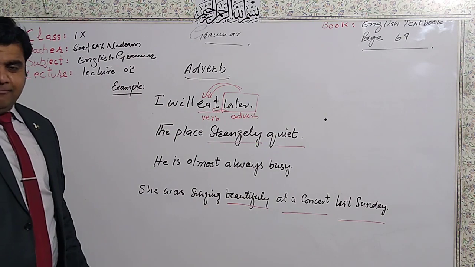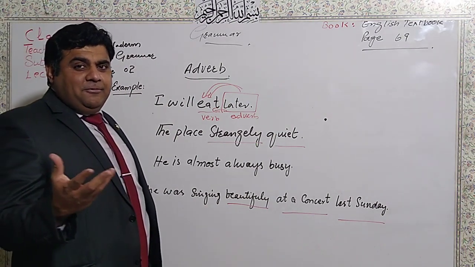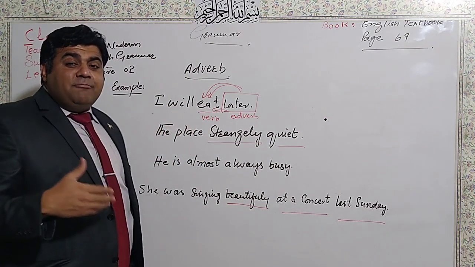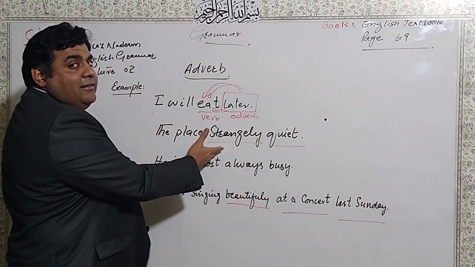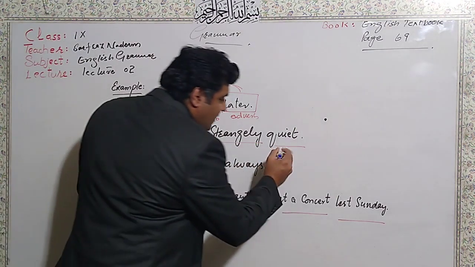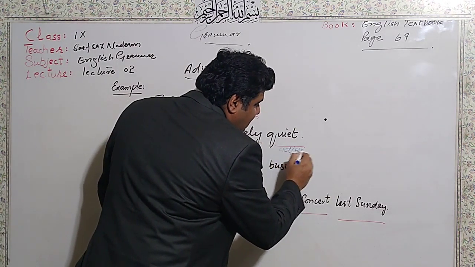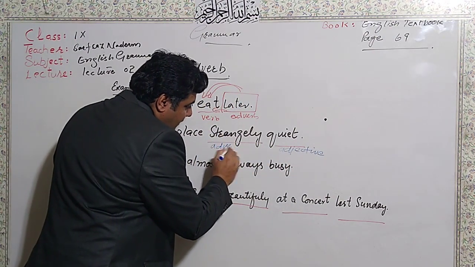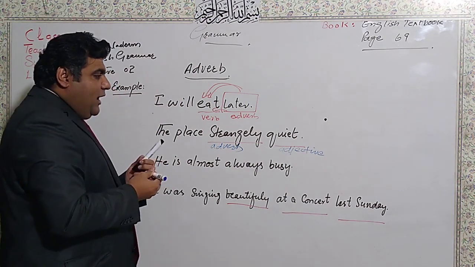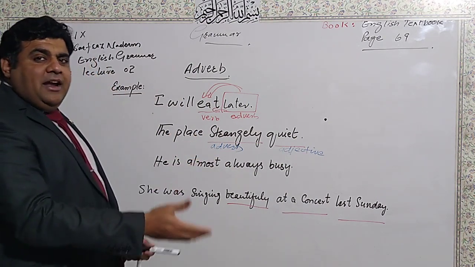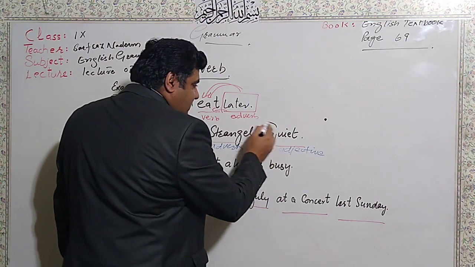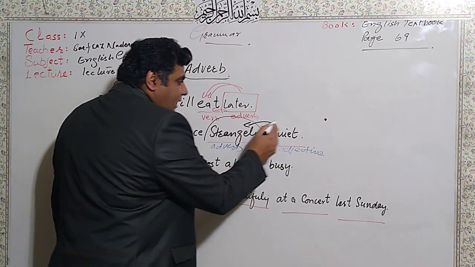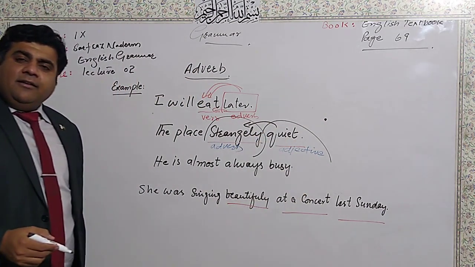As I told you, that is an example in the definition, that the adverb modifies the meaning of a verb. Here, it modifies the meaning of an adjective. Here you see, dear students, quiet is an adjective. What is this? Adjective. And strangely is an adverb. Now it is telling us that the adverb is going to describe the meaning of this adjective, quiet. Strangely quiet. So strangely is an adverb and quiet is an adjective over here.